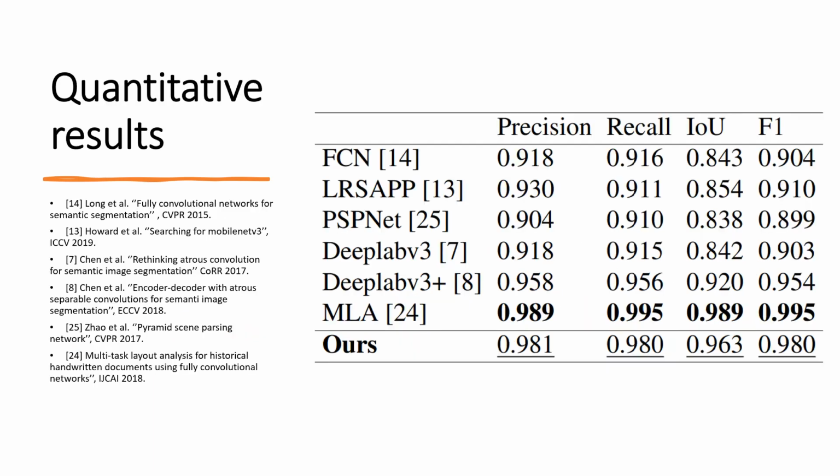As for the quantitative results, we compared our model with some popular semantic segmentation networks, as well as the current state-of-the-art in document layout segmentation. And as you can see, our model achieves around 1% lower performance compared to the current state-of-the-art, while outperforming all other methods. One important thing to keep in mind, though, is that all the other models were trained on the whole dataset, while our model was trained only on 2 instances for each document class.